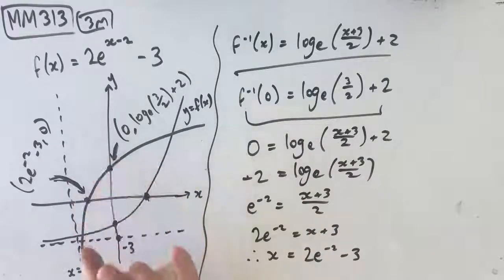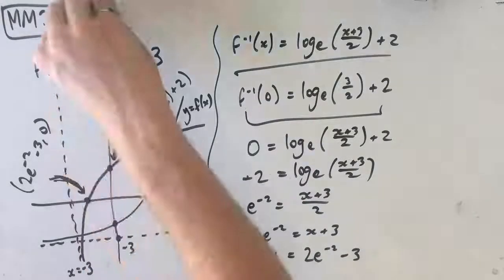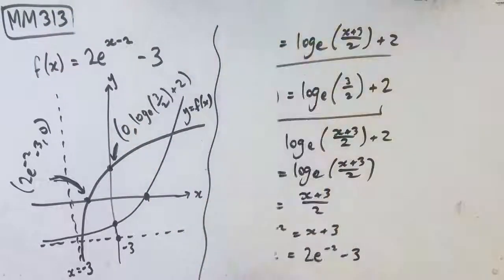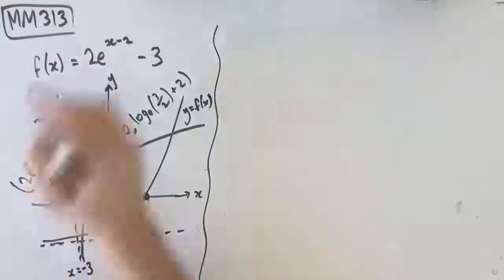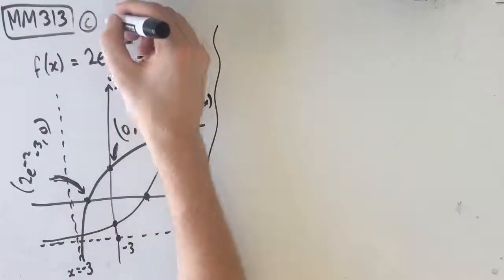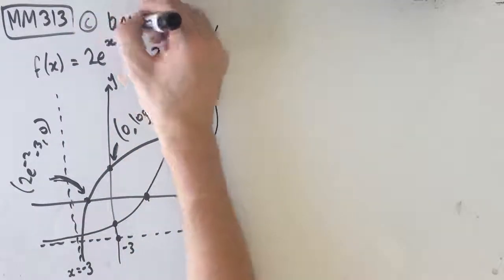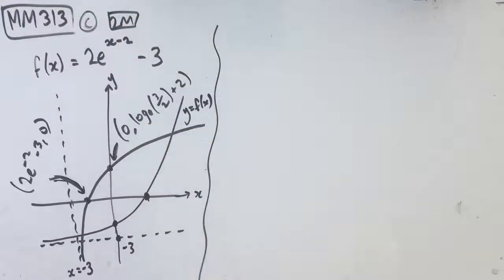Let's move on to part C. Part C is a 2-mark question. And what we're going to need to do is find the coordinates of the points of intersection between the graphs of y equals f of x and y equals inverse of f, okay? Correct to 2 decimal places.